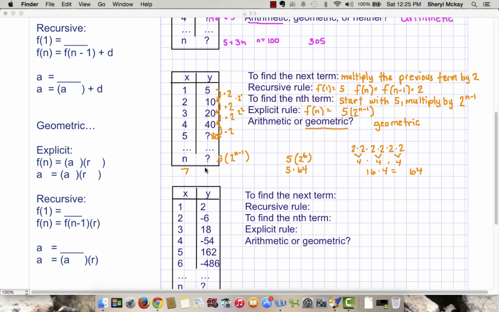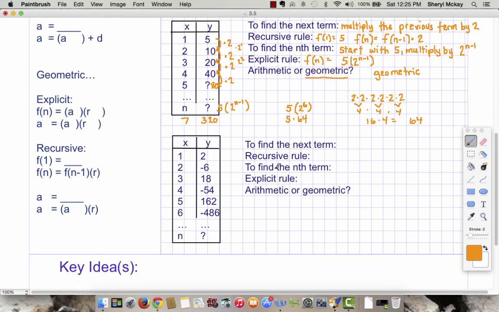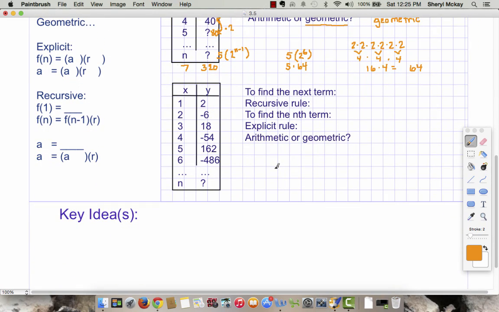So to the nth power, or to the 7th, sorry, when x is 7, the 7th term, y is 320. All right? So that is our next one. Now, let's do one more.